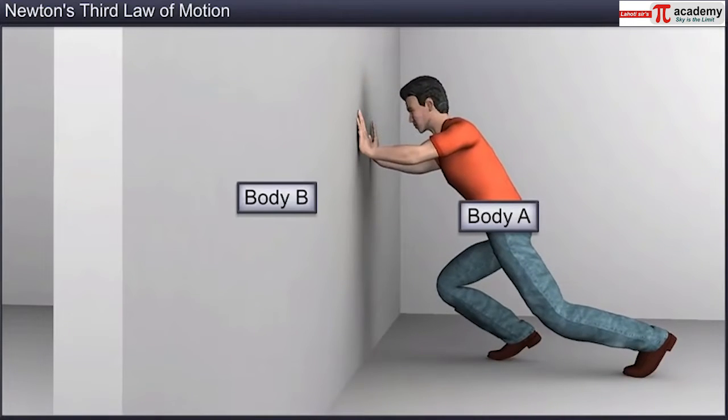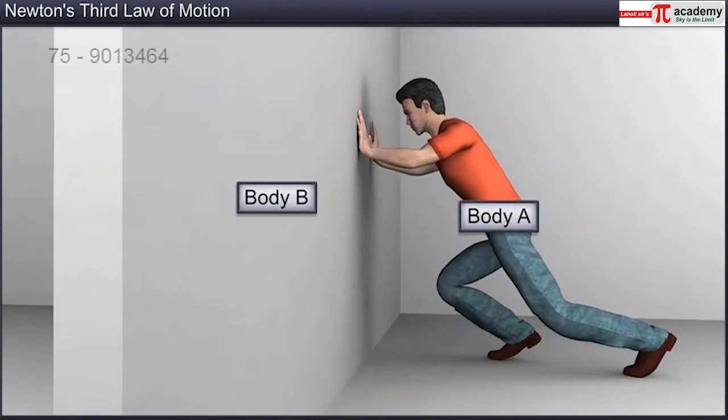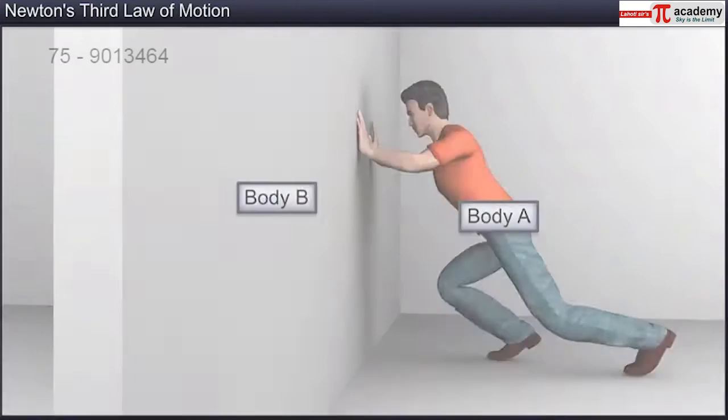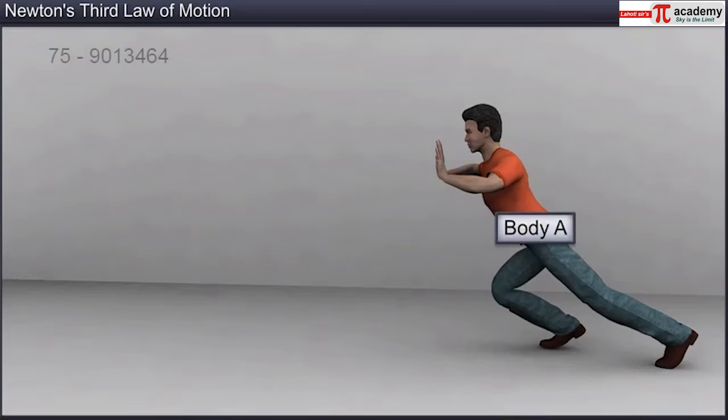In this example, there are two bodies and two forces in this interaction. The question is, can we have only one force in an interaction? Let us try to imagine such a situation.